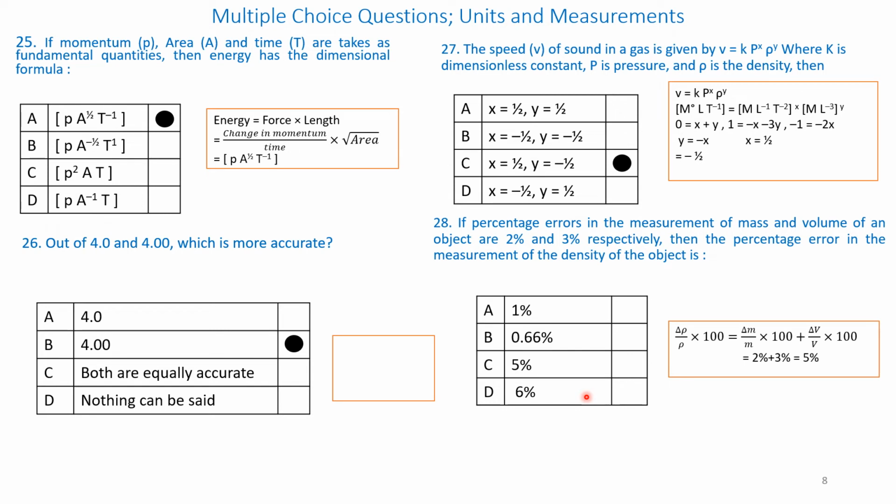So let us do some small calculation. Error in density, delta rho by rho into 100 equals delta m by m into 100 plus delta v by v into 100. So right hand side is mass over unit volume. So delta m by m into 100 is given as 2% and delta v by v into 100 is given as 3%. Therefore, summing up, it is 5%. 5% is the correct answer. Option C is the correct answer. You please mark it. Next question.